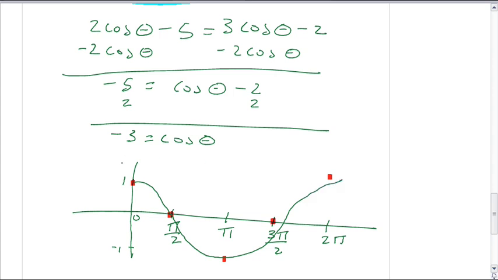Now our y, our height, is never going to be negative 3 in this case. So this one would be no solution set. There is nothing I can put in for theta to make this true.